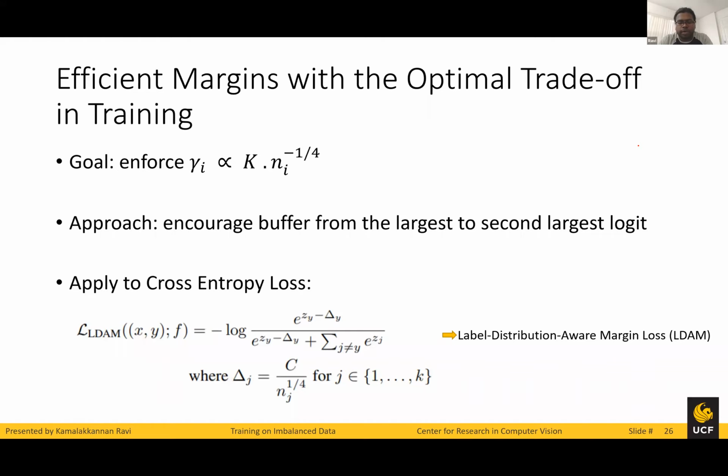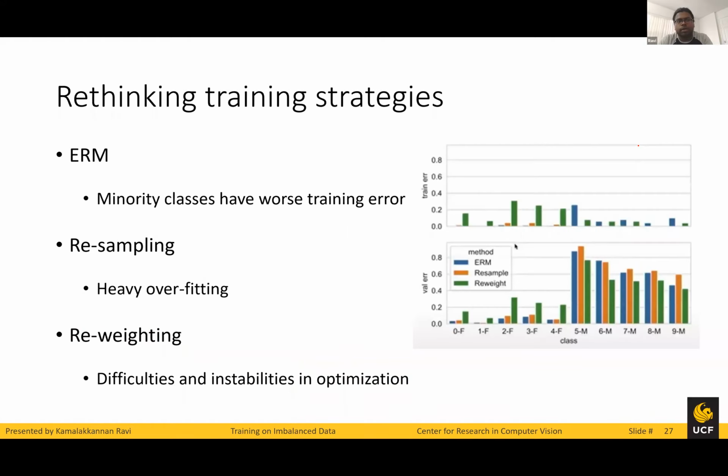The authors didn't stop right there. They wanted to learn a little more from the previous works: empirical risk minimization, ERM, resampling, and reweighting. They all have their own drawbacks, like training error, heavy overfitting, and difficulty in optimization. One example, as mentioned before, is optimization. The green bars are the reweighting method. They perform badly even for the majority classes, let alone minority classes. So that's a drawback of reweighting.